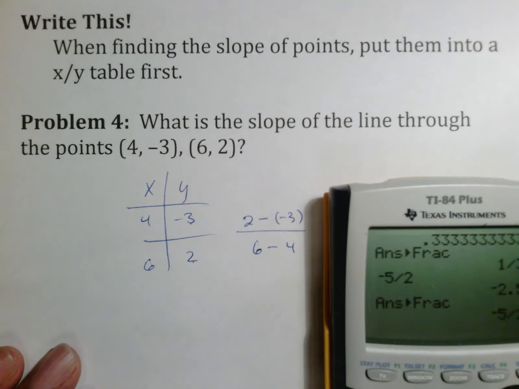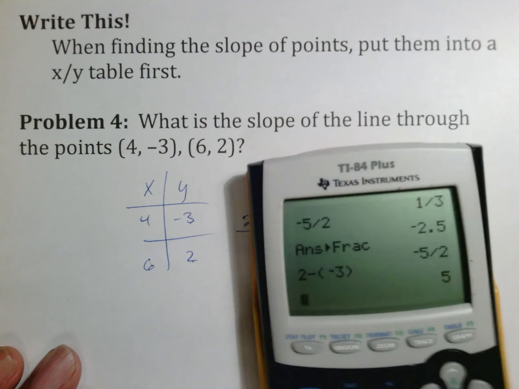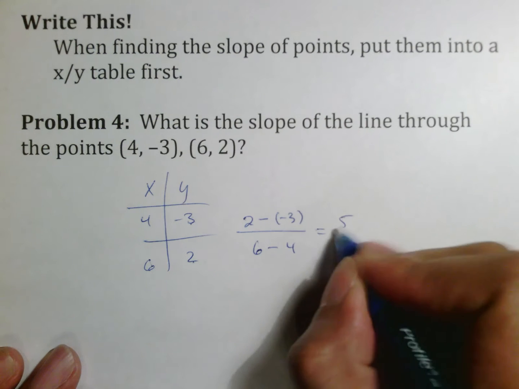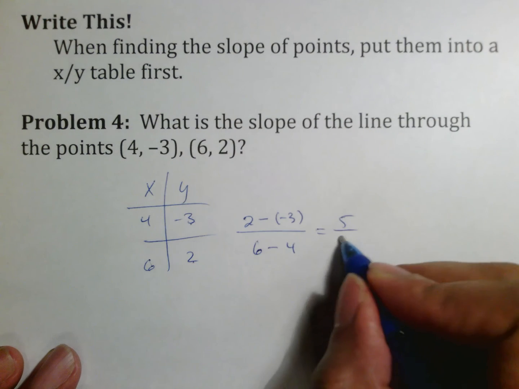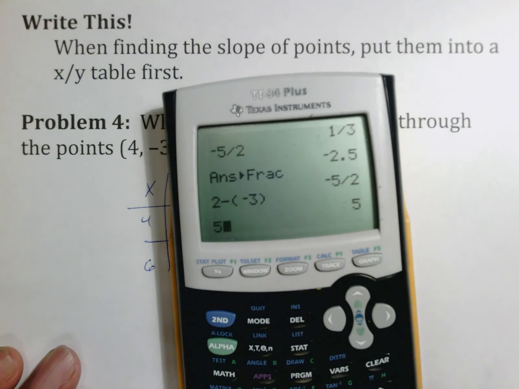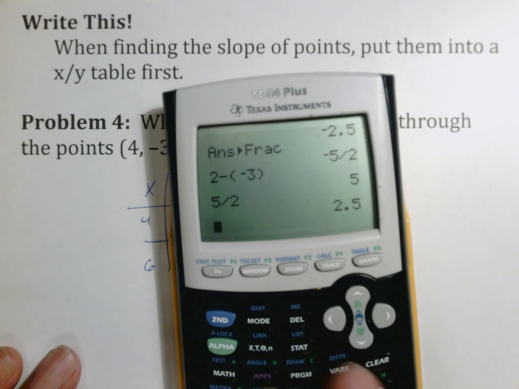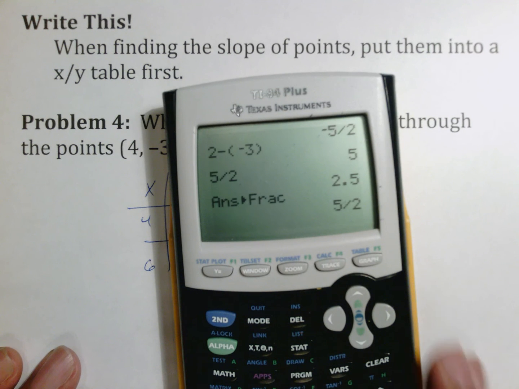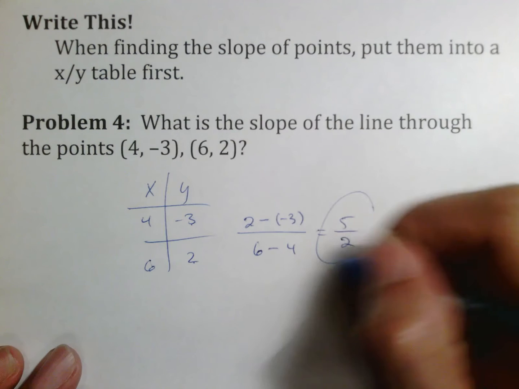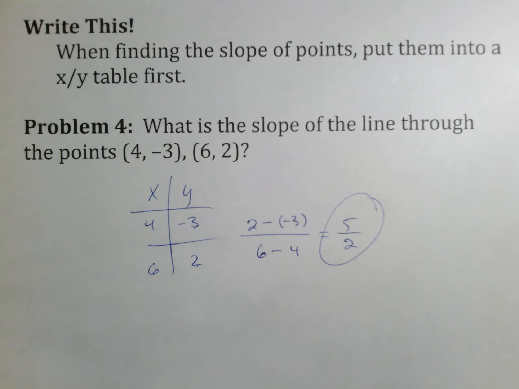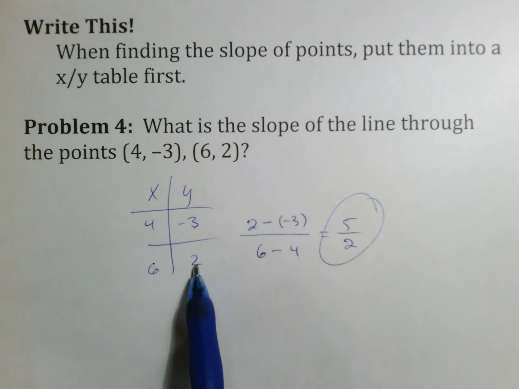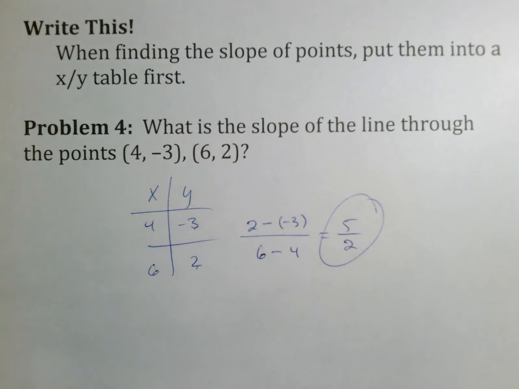If you want, here, 2 minus parentheses -3 gives me +5. 6 over 6 minus 4 gives me 2. I think that's a fraction that's already reduced, but let's just use the math, enter, enter to make sure, and you see there that you do get the fraction of 5/2. So again, this minus that exactly as it is.